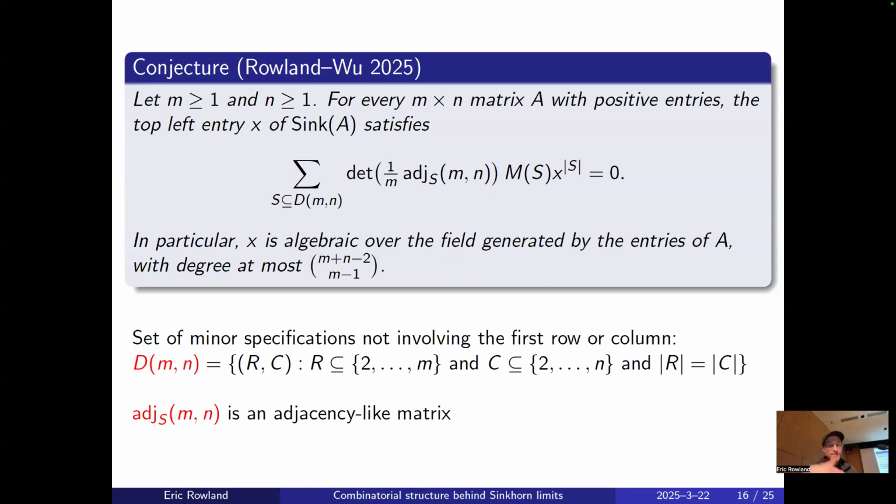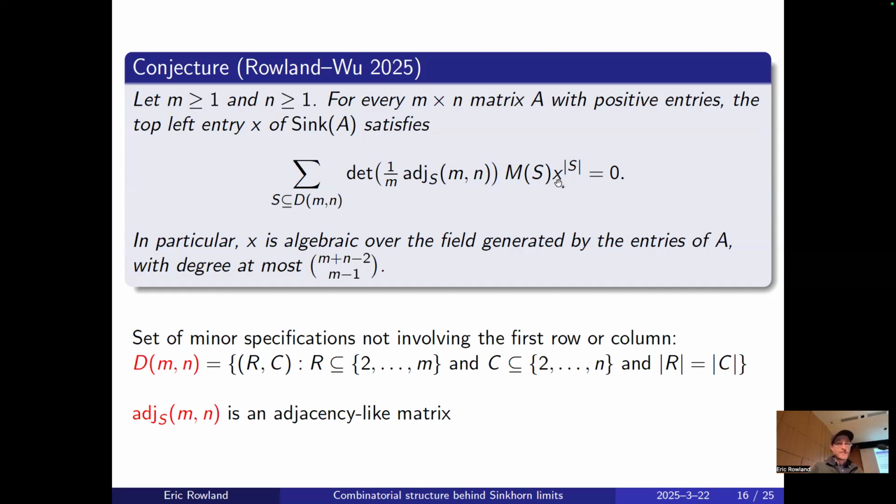But this is the conjecture. I'm skipping a lot of steps, and we'll go back to some of them. But this is the final conjecture, and we don't have a proof of this. So there's a lot that we don't know. But here's the conjecture. For every m by n matrix A with positive entries, the top left entry x of the Sinkhorn limit satisfies this polynomial equation.